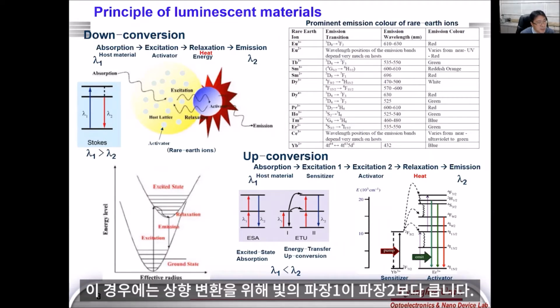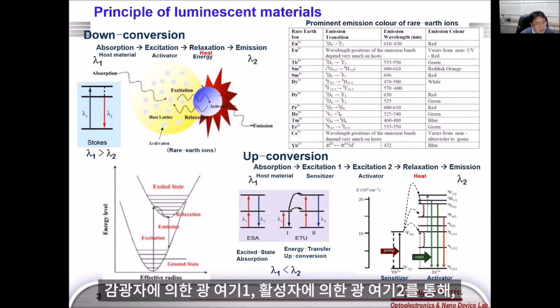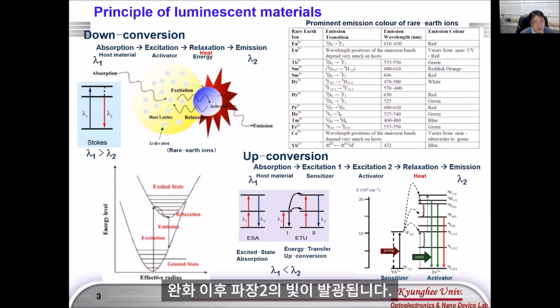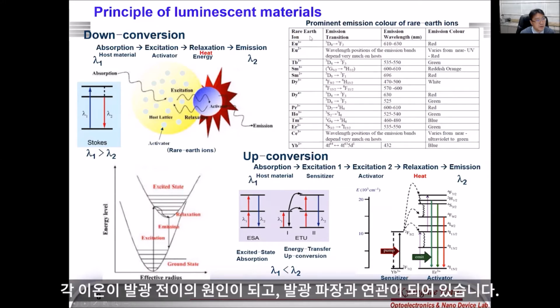For up conversion, host material absorbs S1, excitation 1 by sensitizer, excitation 2 by activators. After relaxation, it emits lambda-2. In this case, lambda-1 is larger than lambda-2. This table shows the characteristic emission color for the rare earth ions. Each ion responds to the emission, the transition related to the emission wavelengths.